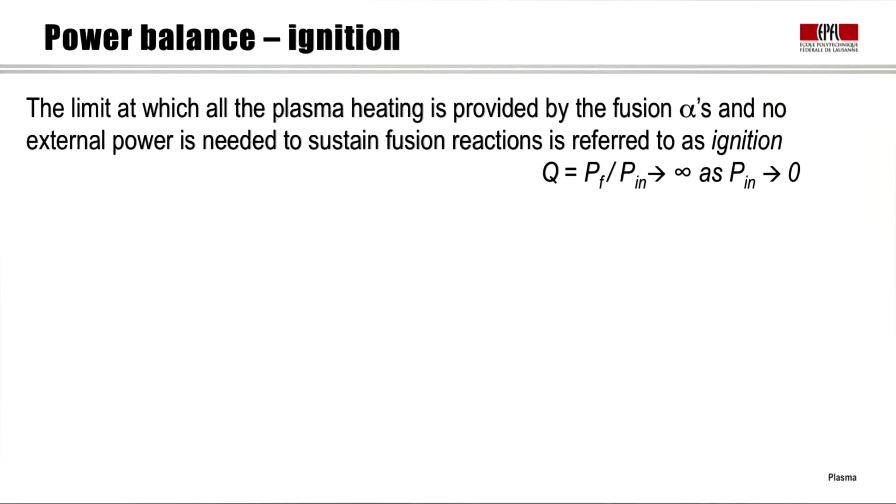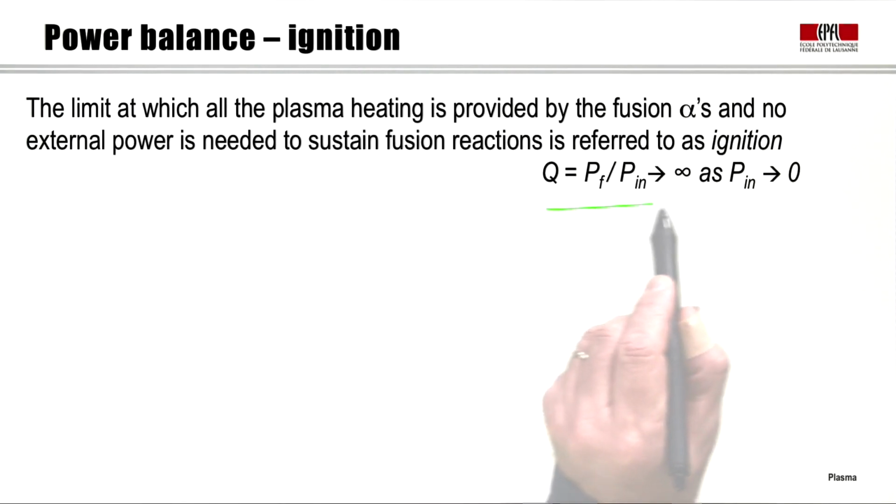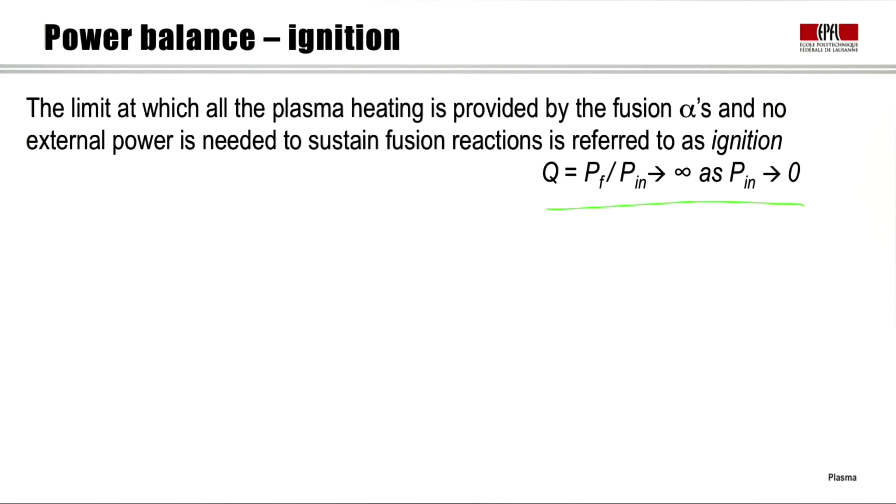Let's look at the ultimate limit, which we refer to as ignition. That's the limit at which all the plasma heating is provided by the fusion alphas and no external power is needed to sustain the reactions. In a quantitative manner, we can define that as Q, which is the ratio of fusion power to input power, going to infinity, or as the input power going to 0. Let's translate this into an expression for n tau.